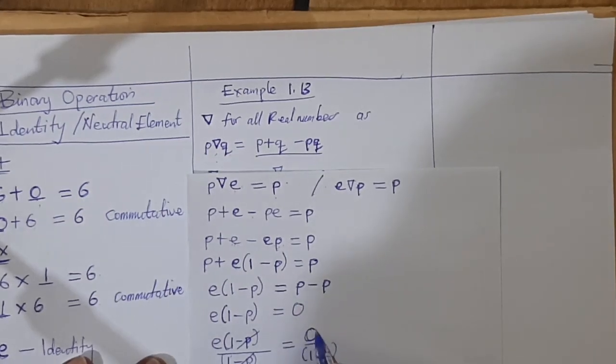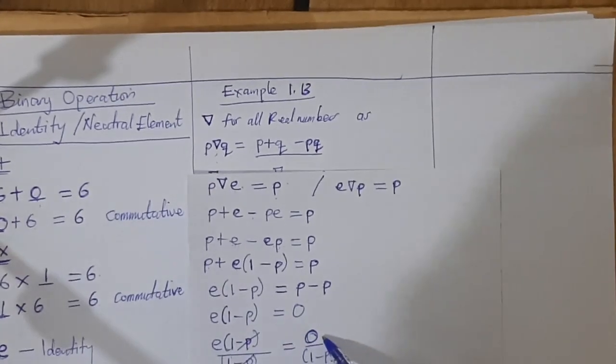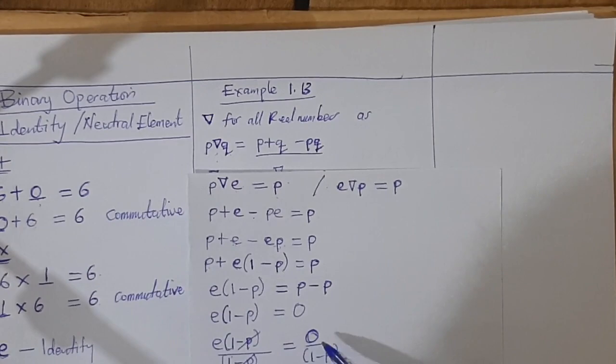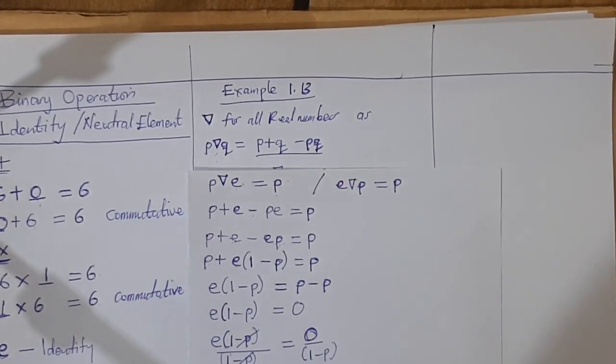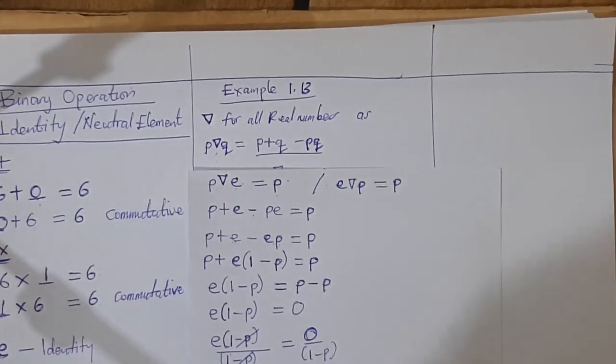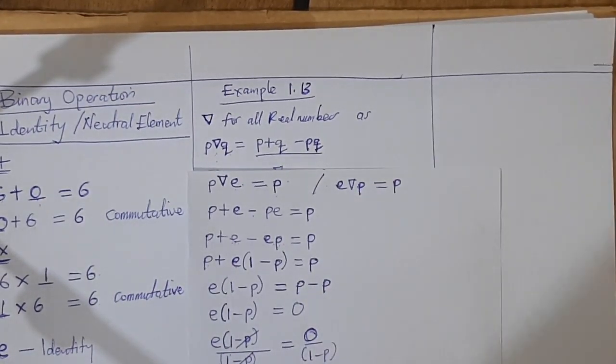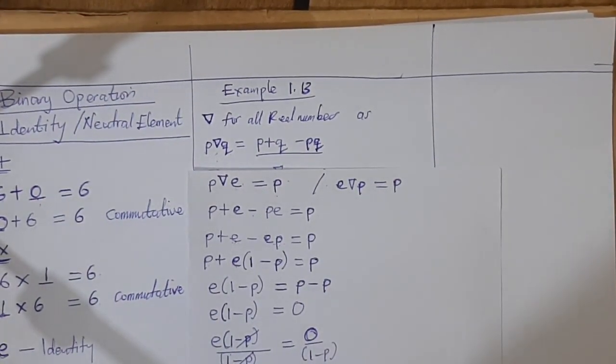Zero divided by any number is 0. If the 0 is the numerator, divided by any value is 0. But remember, if 0 is the denominator, we call it undefined. So we can see from here that the identity element is 0. The identity element is 0.